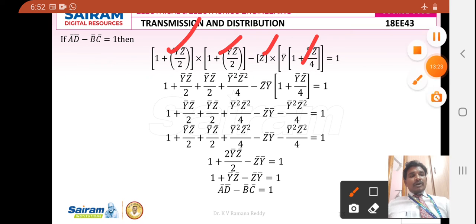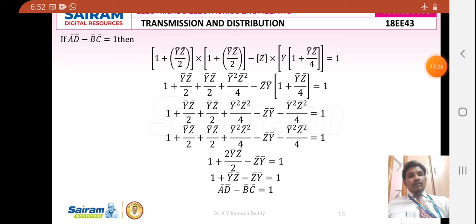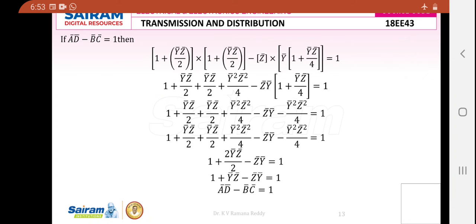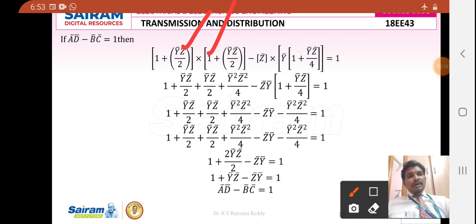I am going to multiply one parameter by another parameter here. 1 into 1, I get 1. 1 into Y bar Z bar by 2, gives Y bar Z bar by 2. Similarly, again Y bar Z bar by 2 into 1, gives Y bar Z bar by 2. Y bar Z bar by 2 into Y bar Z bar by 2 gives Y square bar Z square bar divided by 4. Again here, minus Z bar into Y bar of 1 plus Y bar into Z bar by 4. So one time we got minus Z bar Y bar, and another time minus Y bar square Z bar square divided by 4, that is equal to 1.